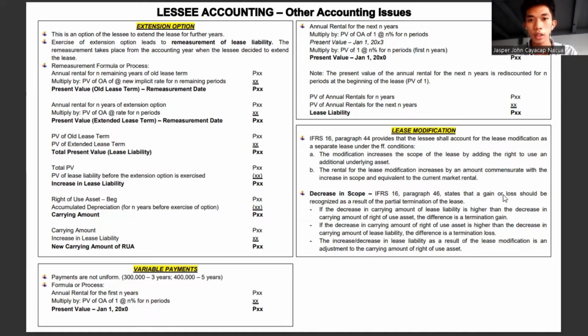For lease modification, IFRS 16 provides that the lessee shall account for the lease modification as a separate lease under the following conditions. The modification increases the scope of the lease by adding the right to use an underlying asset, and the rental for the lease modification increases by an amount commensurate with the increase in scope and equivalent to the current market rental.